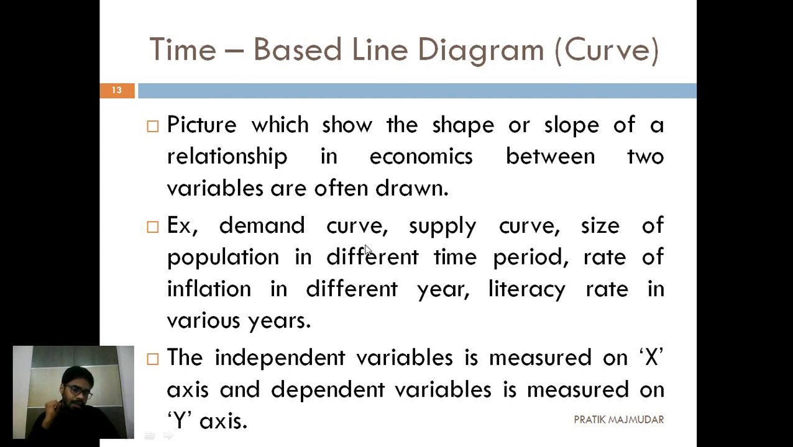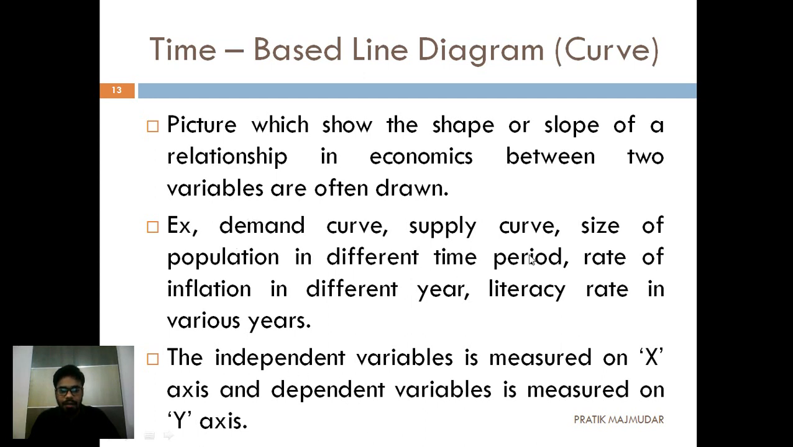Here there are basically 2 variables and you have to show the relationship between those 2. See the definition: a picture which shows the shape or slope of a relationship in economics between the 2 variables will be considered over here. So the independent variable and the dependent variable. Now what is independent variable? The variable which is measured on x axis will be considered as an independent variable and the variable which is measured on y axis will be considered as a dependent variable.